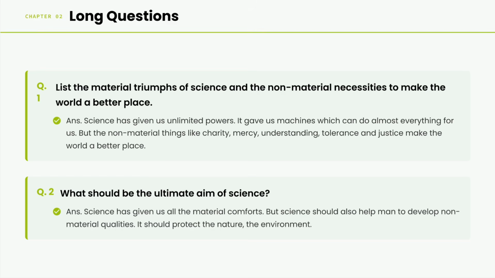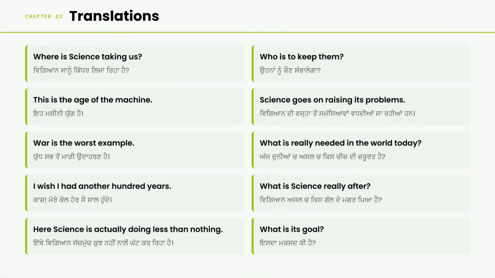Question 2. What should be the ultimate aim of science? Answer. Science has given us all the material comforts. But science should also help man to develop non-material qualities. It should protect the nature, the environment. Let's practice translations from chapter 2.